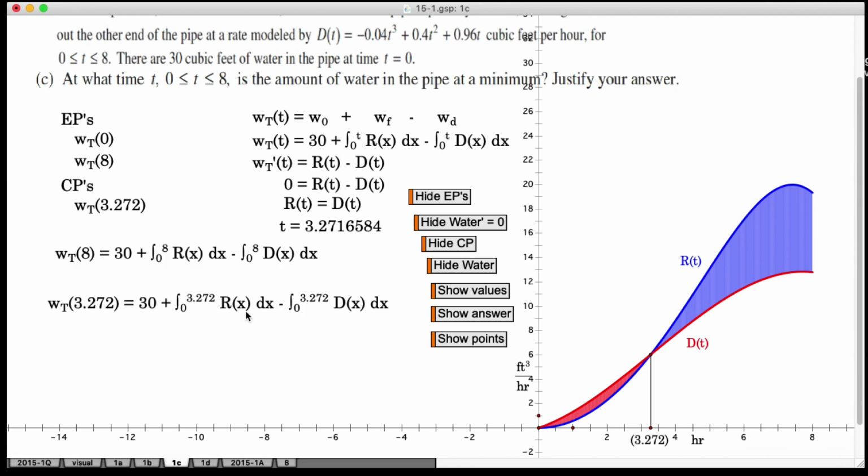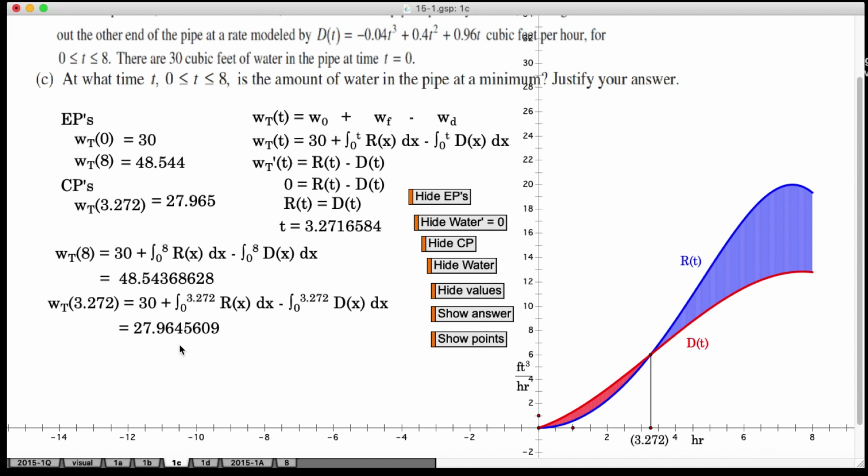So here are the equations that we have to do, and these are the integrals we just do on our calculator now because we have these functions on our calculator. So we have to integrate: the water total at time t equals 8 would be the 30 plus the definite integral from 0 to 8 of R of t minus the definite integral of d from 0 to 8. And at the critical point, we just have to change the 8 to a 3.272 and do those 2 calculations. So here are our values. Once you do these calculations on your calculator, you get the water in the tank at time t equals 8.